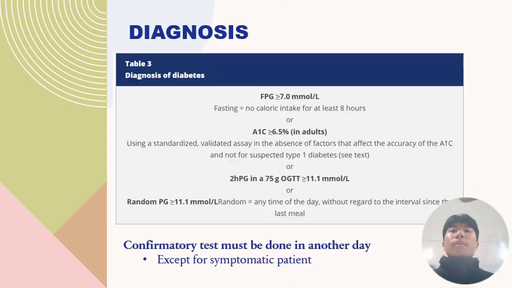Next is the diagnosis. If the patient has fasting plasma glucose more than 7 or glycated hemoglobin more than 6.5%, or more than 11.1 in glucose tolerance test, or random plasma glucose over 11.1, and the patient has one of these numbers, the patient should have another confirmatory test to be diagnosed with diabetes. Except for symptomatic patients with these numbers, they can be directly diagnosed with diabetes without confirmatory tests.